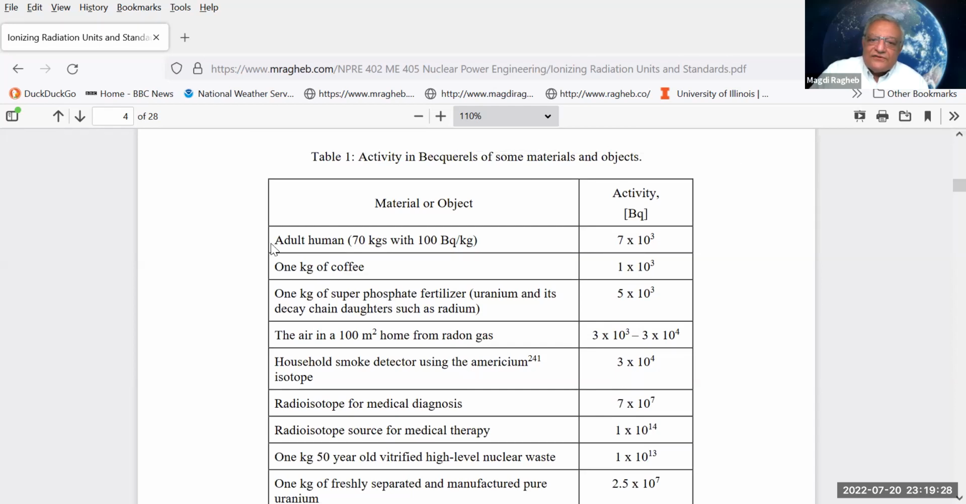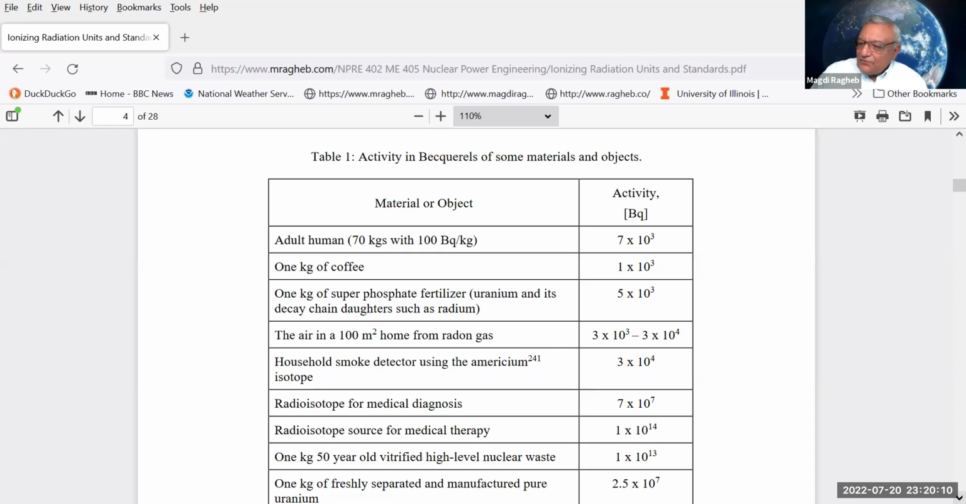So we discover that, for instance, for an adult human person of 70 kilograms in weight, each kilogram of our weight contains about 100 becquerel of radioactive materials. It could be potassium-40, strontium-90, or carbon-14, a whole list of them that I'll show you in a moment. In that case, each one of us has 7,000 disintegrations per second occurring in our body. So you can say that as humans, we are to a certain degree radioactive.